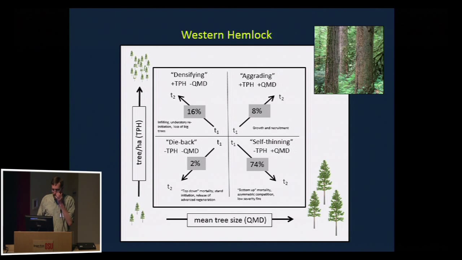If we look at the western hemlock vegetation zone and strictly old growth, and these numbers that I'm presenting come from across all of Oregon, Washington, and Northern California, this is really those extremely high live biomass structural classes. We see that most of it is going through this period of thinning, about 74% of it. Dieback is affecting a very small proportion. About 16% are getting denser, and about 8% are aggrading.